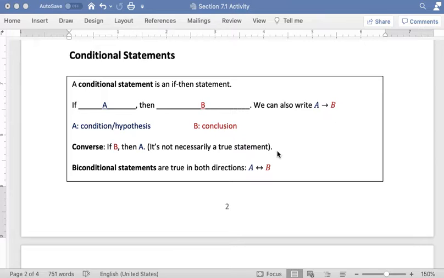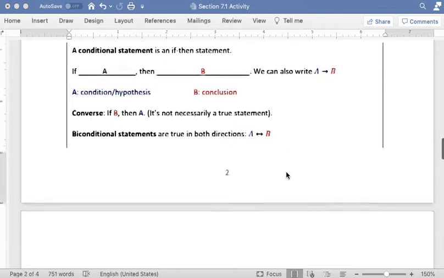So like the other examples that we saw previously in the activity, we could write the converse and it could be true, or we could write it and it could be not true. It all depends on the context. And finally, a biconditional statement is true in both directions, and we use this double-sided arrow to indicate that a statement is biconditional. So if the statement itself is true and the converse is true, then it's a biconditional statement.